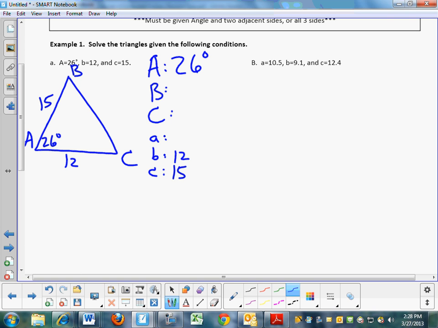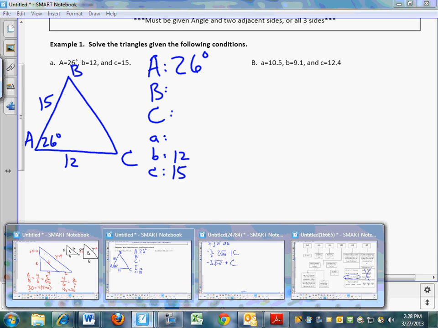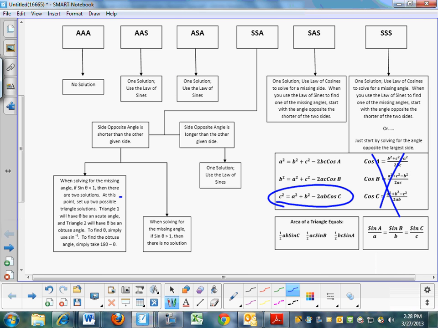Okay. So, which of the 6 is it? Angle, angle, angle. Side, side, side. What's that? I heard you. Side, angle, side. Yep, you got a side and included angle. So if you look at your notes, they tell you exactly what to do. We'll read the first part of it. Side, angle, side. It says, one solution. Use the law of cosines to solve for the missing side. Okay? That's where I'm going to start.